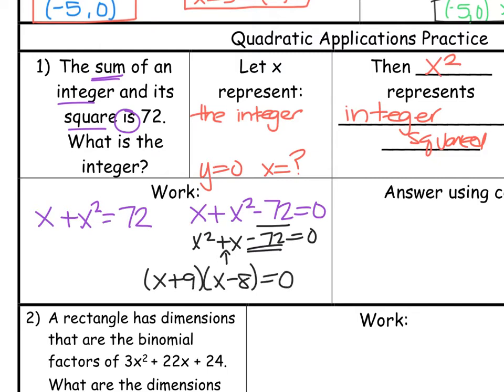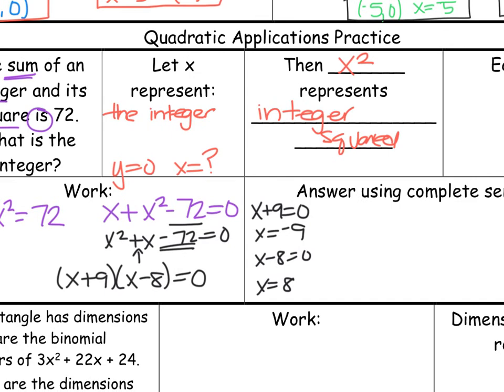One of these two binomials has to equal 0. So if x plus 9 equals 0, then x is equal to negative 9. And if x minus 8 equals 0, that means that x is equal to 8. So in a complete sentence, the integer we can use is negative 9 or positive 8.